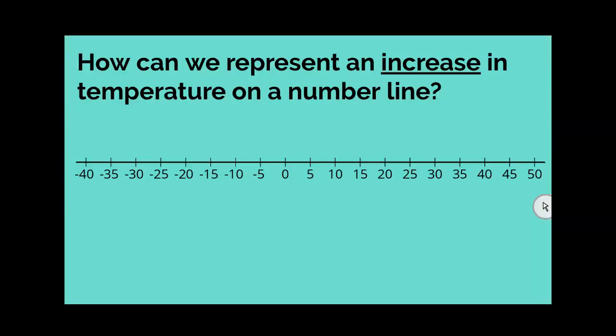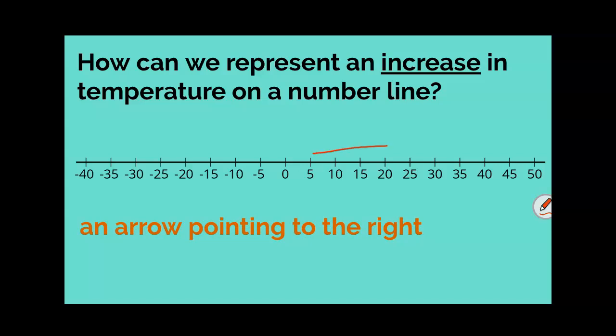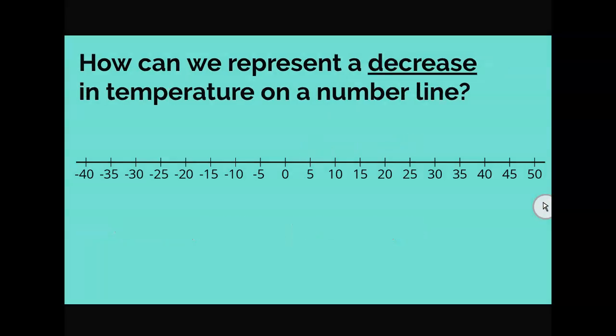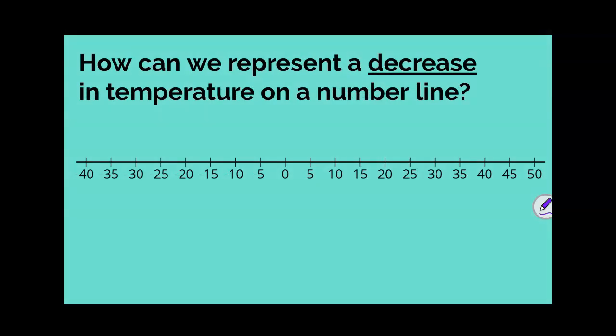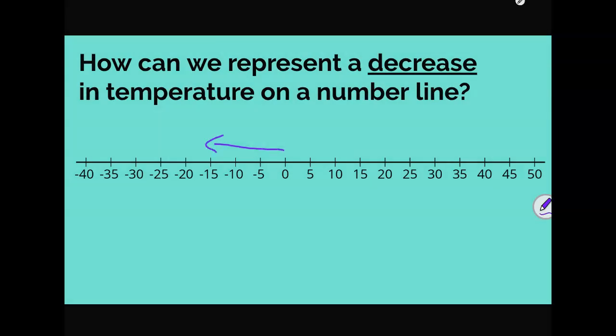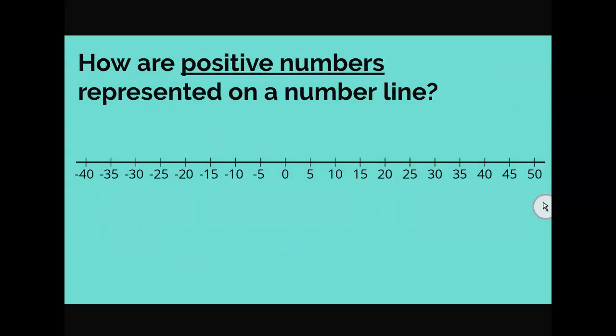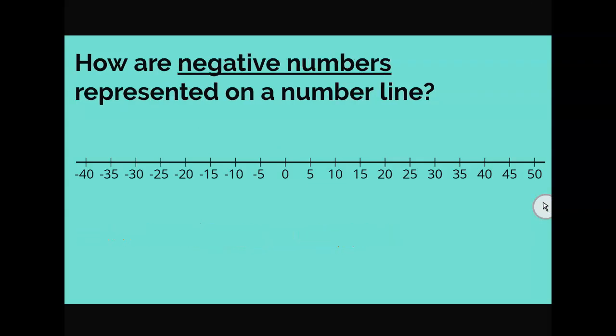So the first thing, how can we represent an increase in temperature on a number line? What you're going to want to do is take an arrow and point it to the right. If you want to represent a decrease in temperature on a number line, you're going to take an arrow and point it to the left. Very similarly, if you want to represent a positive number on a number line, go ahead and use an arrow pointing to the right. And any negative number represented on a number line, you'll take an arrow and point it to the left.